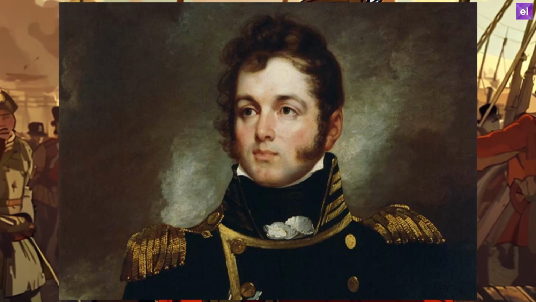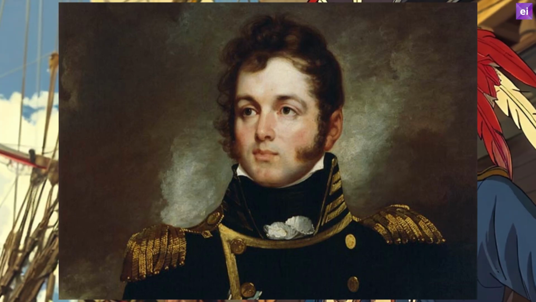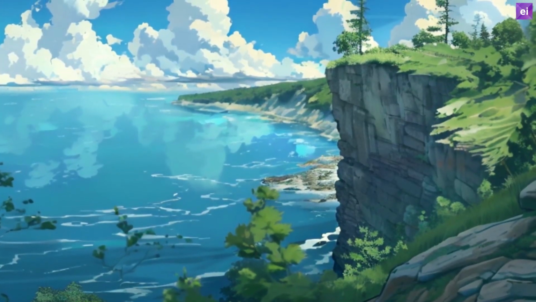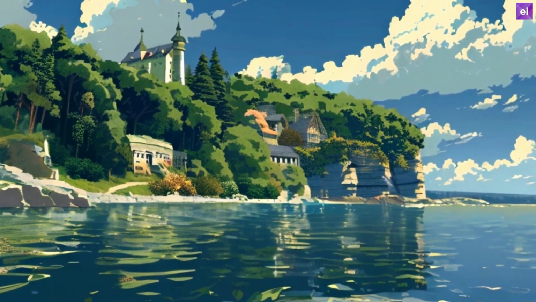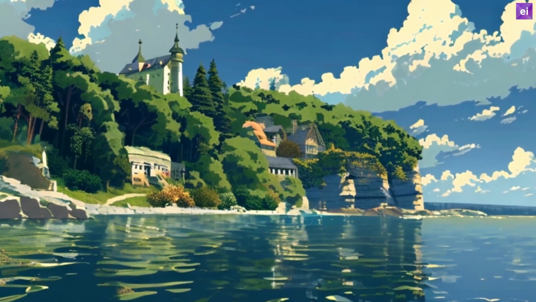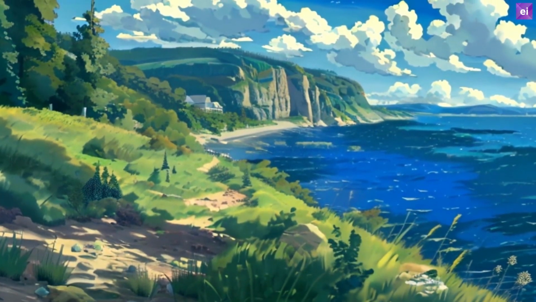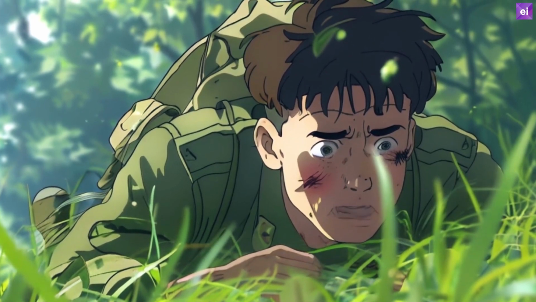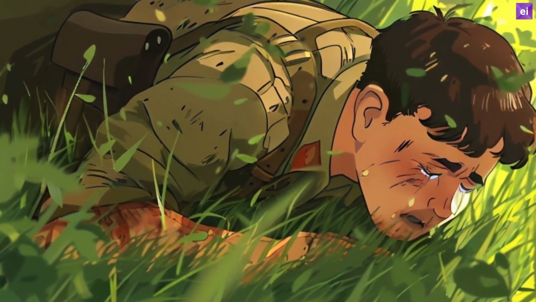American Commodore Oliver Hazard Perry, known for his boldness, employed unconventional tactics to turn the tide and become the first person in history to capture an entire British fleet. This victory granted the Americans dominance over the upper Great Lakes, effectively making Lake Erie an American-controlled body of water. In response, the British Army abandoned Detroit and retreated up the Thames River.